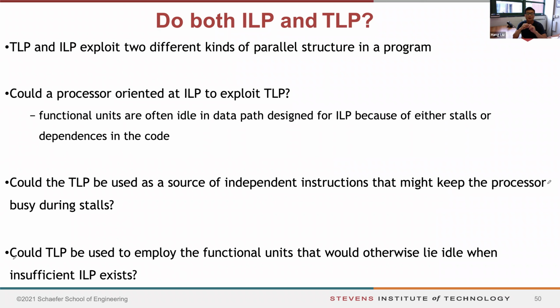So basically, for different threads, they can still do pipelining, those kinds of things. Put a process oriented at instruction level parallelism to exploit TLP. Function units are often idle in data paths designed for instruction level parallelism because of either stalls or dependencies in the code. So typically, you cannot do that if you have the instruction level parallelism oriented process. But in a thread level parallelism oriented process, they can use instruction level parallelism.